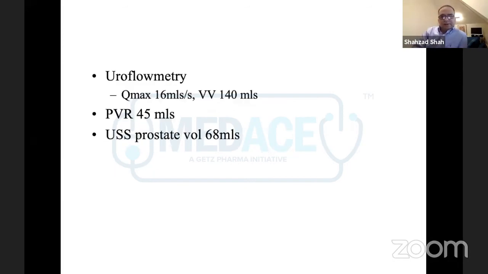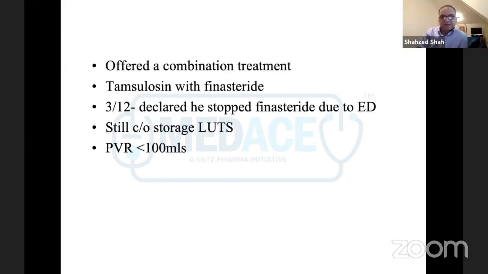His flow rate was 16 mils per second on tamsulosin for a voided volume of 140 mils, and he had about 45 mils of post-void residual on the tamsulosin. His ultrasound prostate volume was calculated to be about 70 mils. He was offered finasteride. He stopped that at 3 months because of erectile issues.